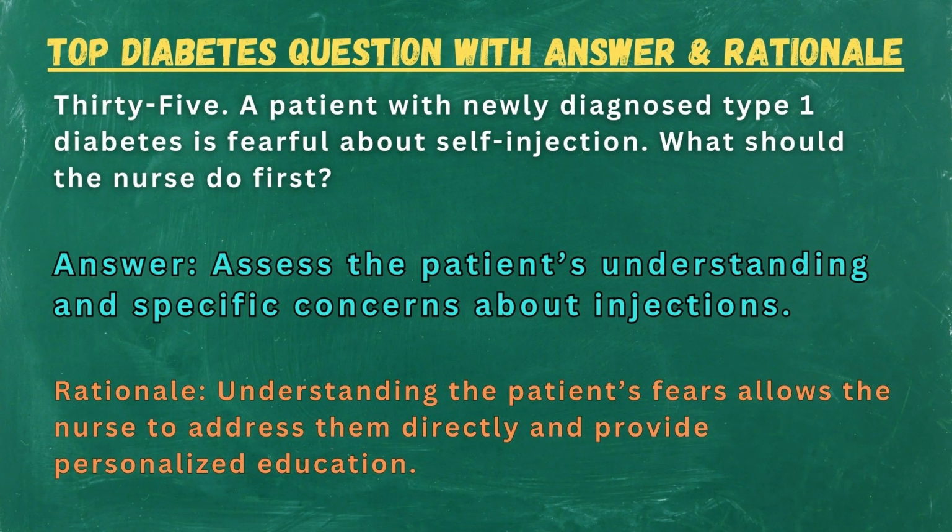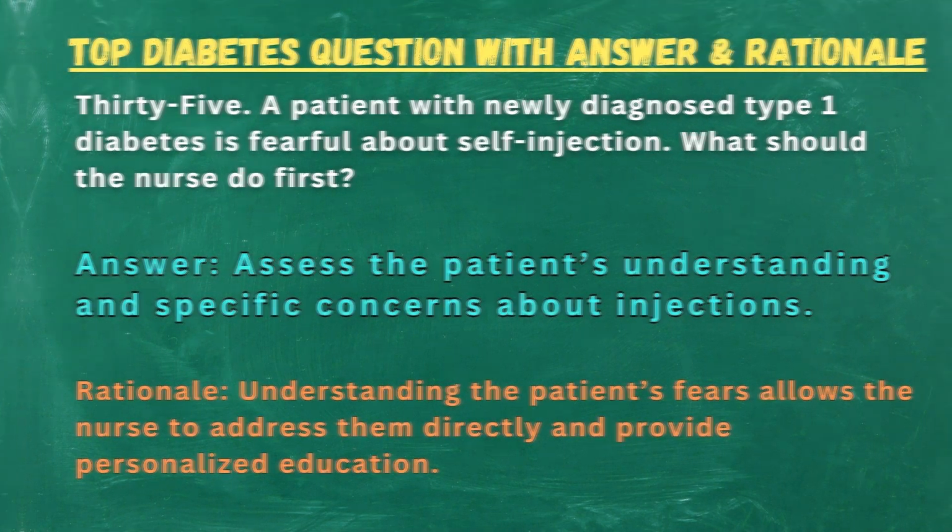35. A patient with newly diagnosed type 1 diabetes is fearful about self-injection. What should the nurse do first? Answer: assess the patient's understanding and specific concerns about injections. Rationale: understanding the patient's fears allows the nurse to address them directly and provide personalized education.